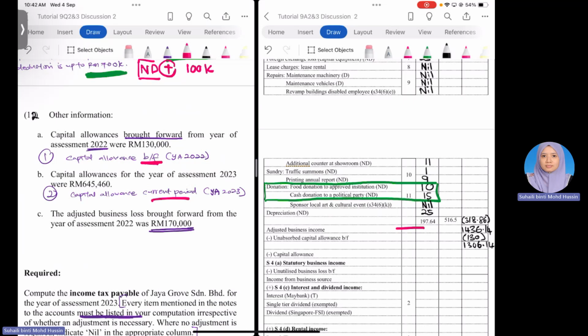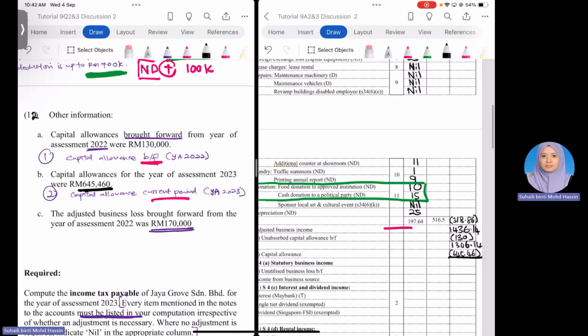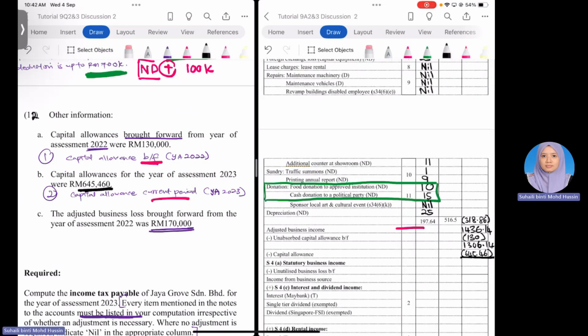So now you can deduct the capital allowance for the current period, 460,000 ringgit. Then you can get the amount of the statutory business income amount. After deduction of the capital allowance, you get 680.